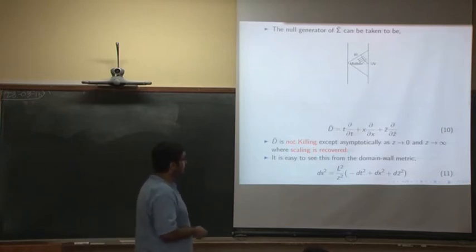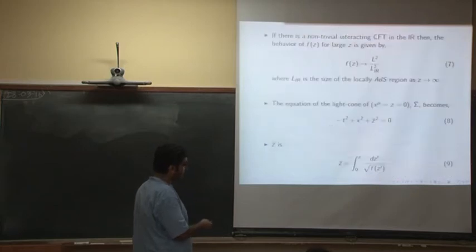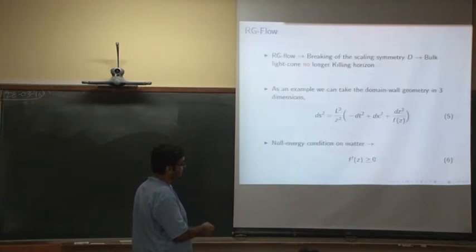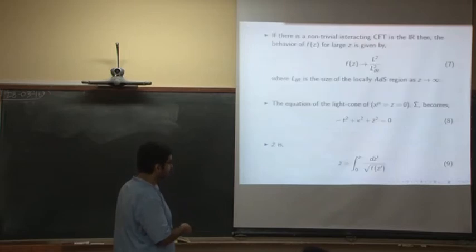Now it is easy to see from the domain wall metric. So I have written the domain wall metric in this particular form, with z bar squared, where z bar I have defined as a coordinate, since it is just dz over square root of h. So that is dz bar.